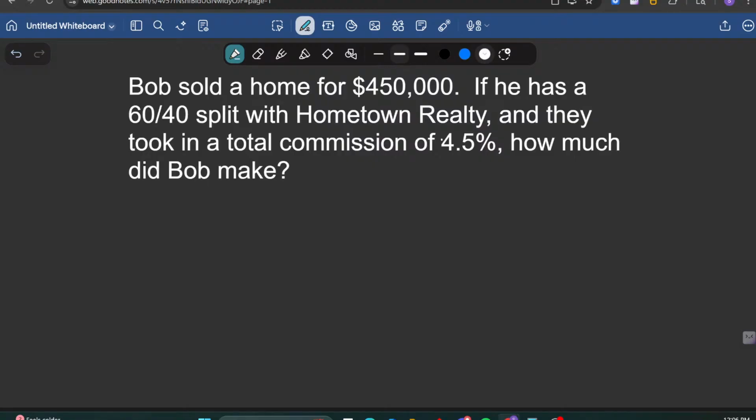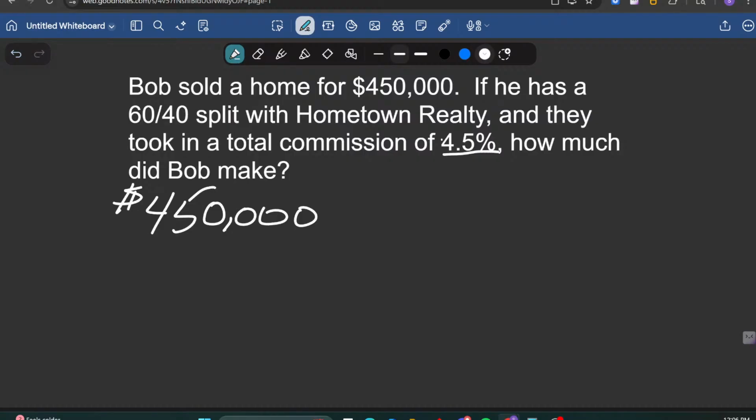The commission is always based off the sale price. Certain questions might say, hey, it was listed at this, they offered this, and then they negotiated to this. It's always what it sold for. So 450,000 is what it sold for. And then we know that they took in a total commission of 4.5%.